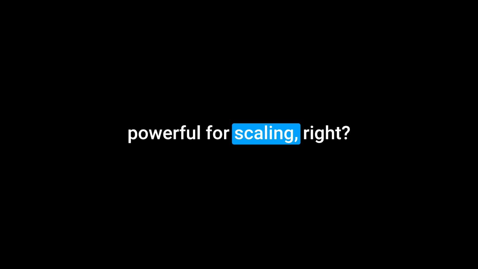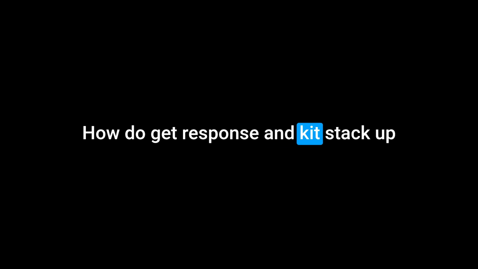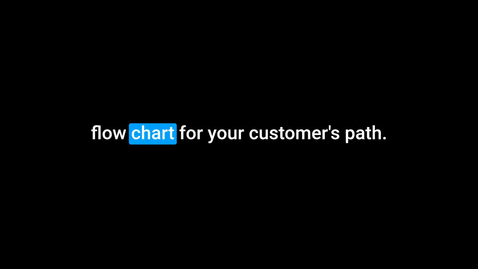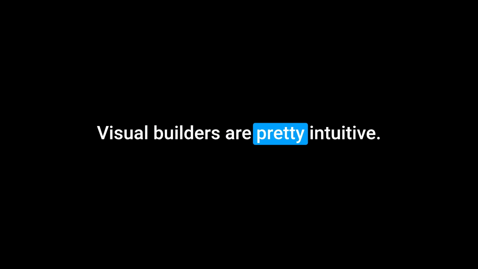Two different strengths there. Okay, let's talk automation. This is where things get really powerful for scaling, right? Oh yeah, this is the magic for scaling. Absolutely. How do GetResponse and Kit stack up when you want to build out those complex customer journeys? So GetResponse, their advanced marketing automation engine, is really a cornerstone of the platform, especially once you get to the marketer plan and up. Okay. It uses a visual workflow builder. We're basically connecting conditions, actions, and filters, like drawing a flow chart for your customer's path. Visual builders are pretty intuitive, usually.